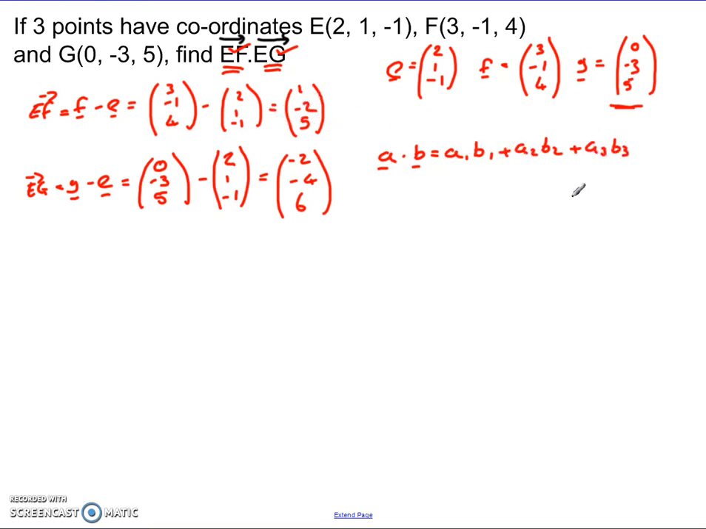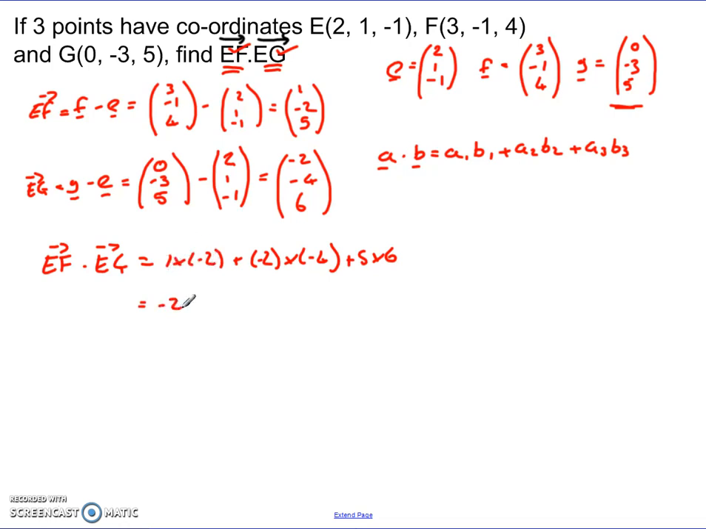So we calculate each of these products and add them up. In this case, our EF dot EG is given by 1 times negative 2, plus negative 2 times negative 4, plus 5 times the 6. Now it's just a case of doing these fairly straightforward calculations one at a time.